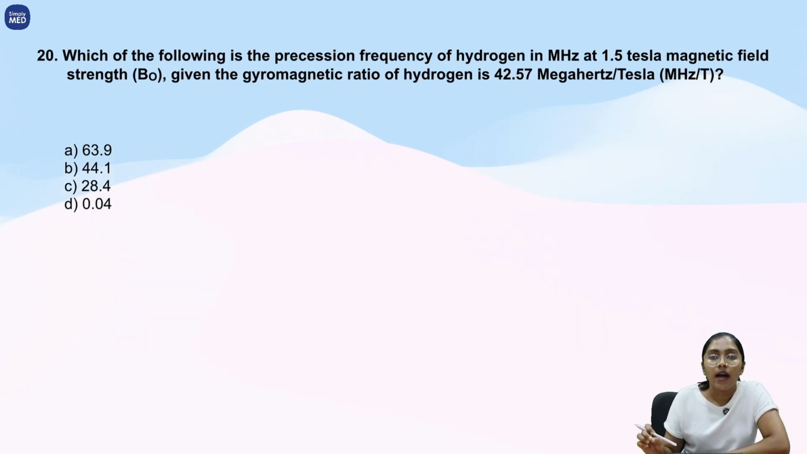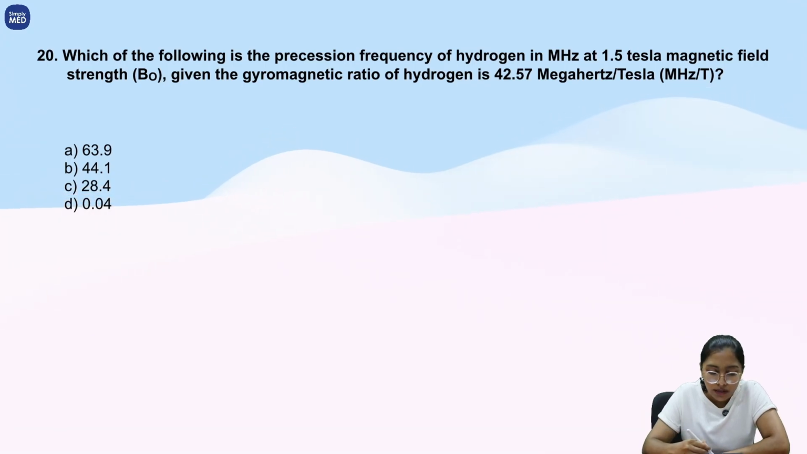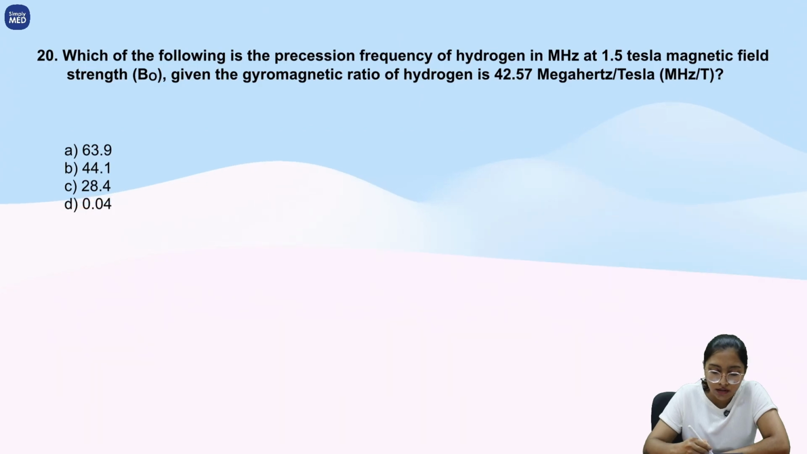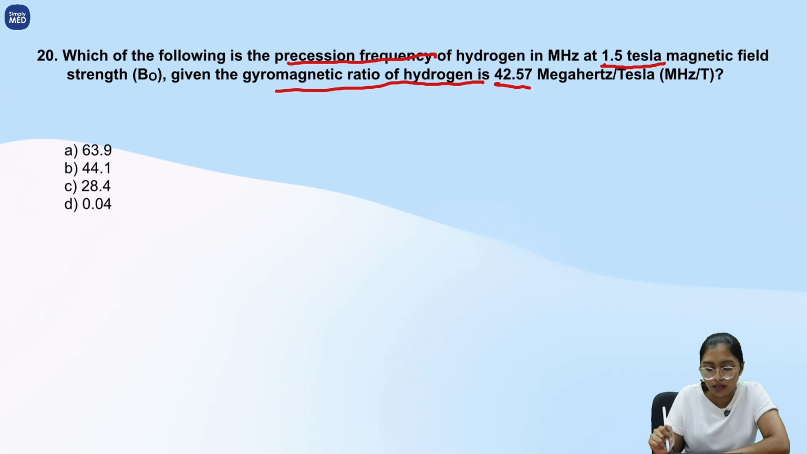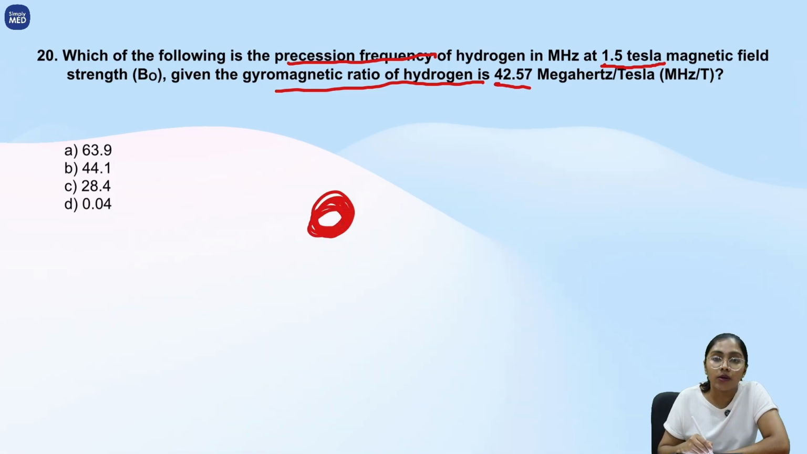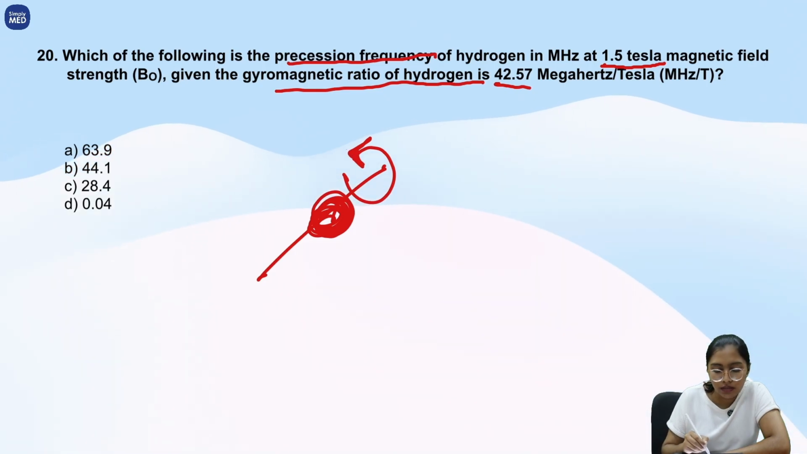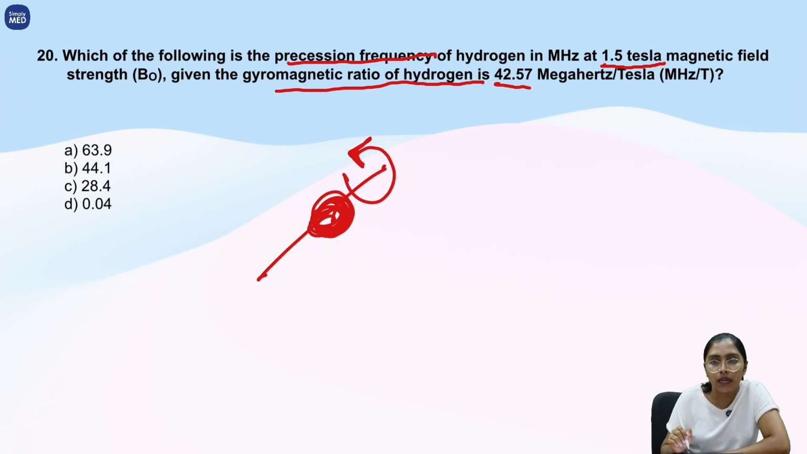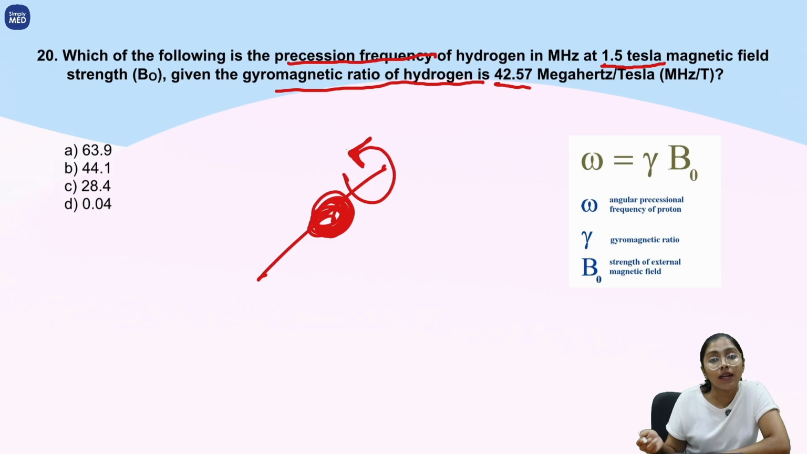Now let's look at the last question of the series. This is from MRI. Which of the following is the precession frequency of hydrogen at 1.5 Tesla magnetic field strength, with the gyromagnetic ratio of hydrogen being 42.57 megahertz per Tesla? You know that MRI is based on hydrogen protons. They will be spinning and we have to find out the frequency with which this hydrogen proton is spinning. That frequency we call the precessional frequency or Larmor frequency.